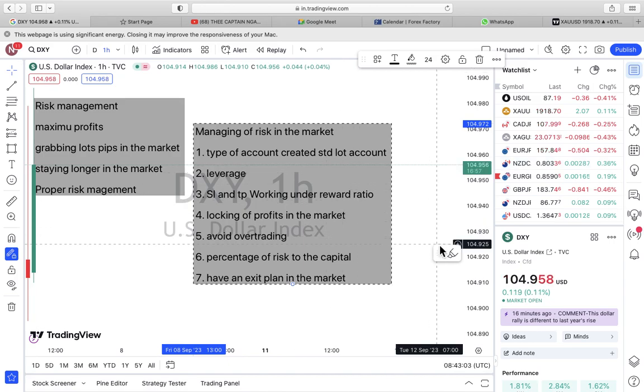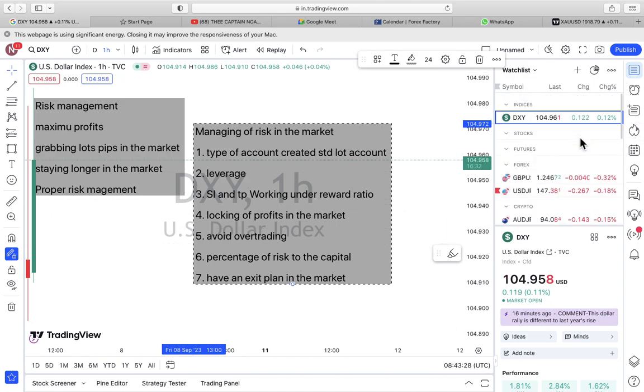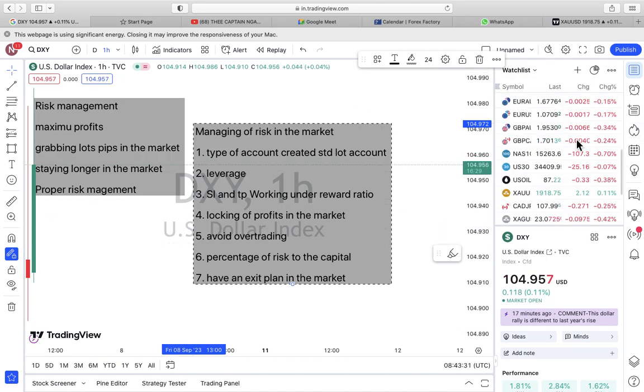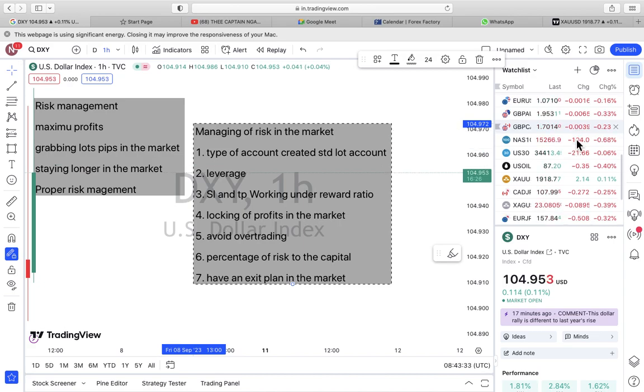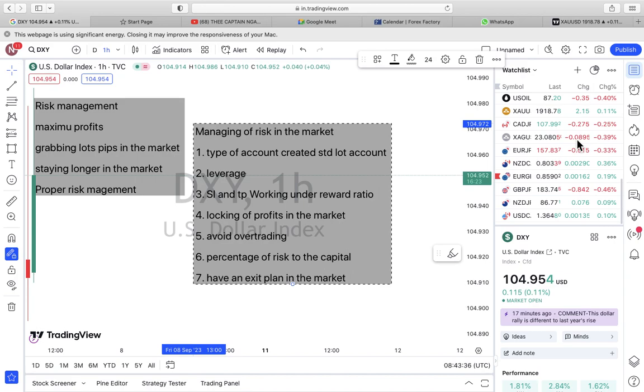The next thing is the leverage. Look at your leverage. The third thing is SL and working on the risk reward ratio, and I will show you what the risk reward ratio means. Another thing is locking your profits in the market. Avoid celebrating what is not yours in the market. Another thing, avoid overtrading and look at the percentage of the capital you are exposing to the market, or your risk exposure to the market. Look at the risk percentage you are having in the market, or the amount of risk you are giving to your capital in the market.